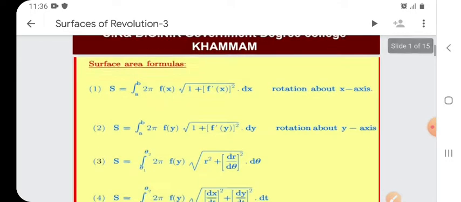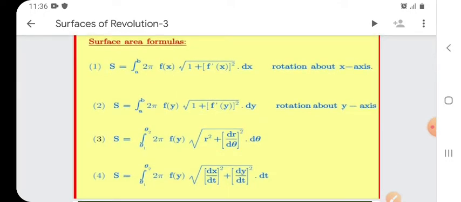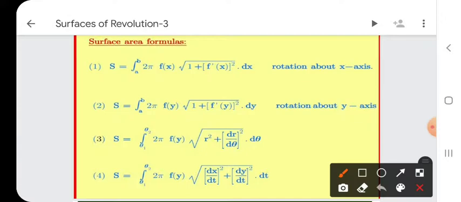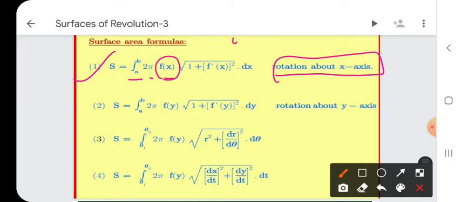For this we have four types of formulas. First one is, if the curve revolves about the x-axis, we use the first formula. What is that formula? Integral a to b 2 pi f of x. Here f of x is our given equation. What is that? y equals f of x is our given curve. If the curve revolves about the x-axis, we have the y equals f of x curve.